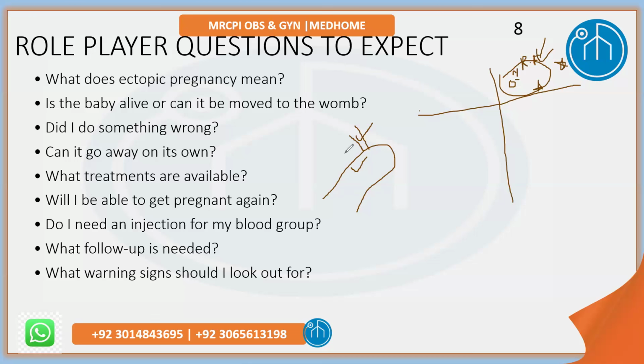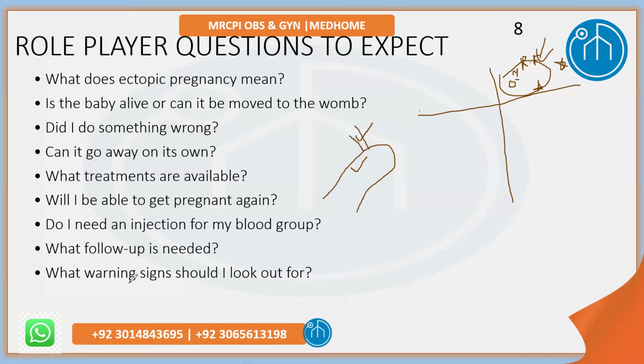Do I need an injection? Yes, of course. You have O negative blood group. What follow-up is needed after the surgery? Weekly, we will do your blood pregnancy test. We will do it weekly till it becomes negative. She can say, like last time you did after 3 weeks. Yeah, because we removed the tube, then salpingotomy, 3 weeks, and then weekly till it's negative.